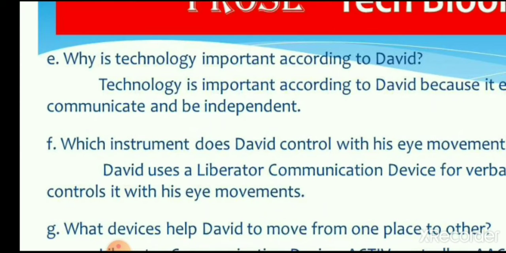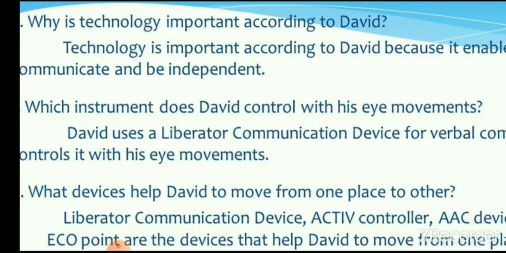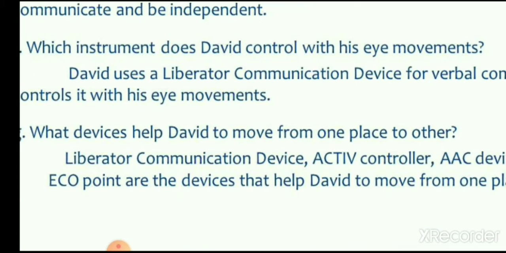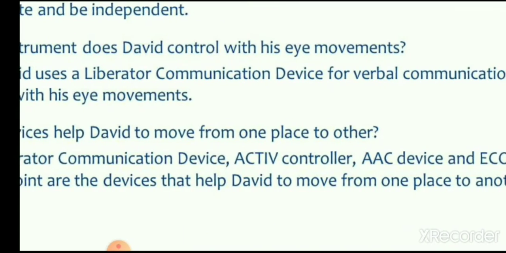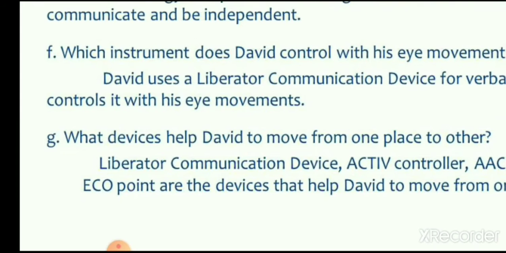Why is technology important according to David? Technology is important according to David because it enables him to communicate and be independent. Which instrument does David control with his eye movements? David uses a liberator communication device for verbal communication. He controls it with his eye movements.